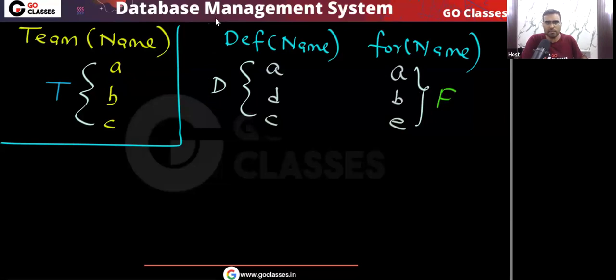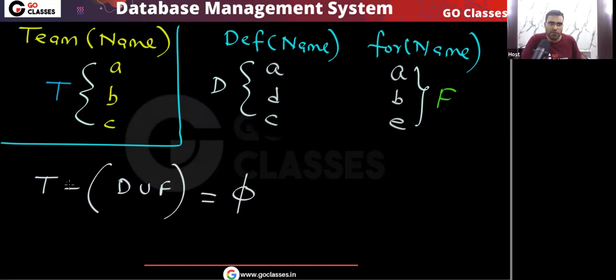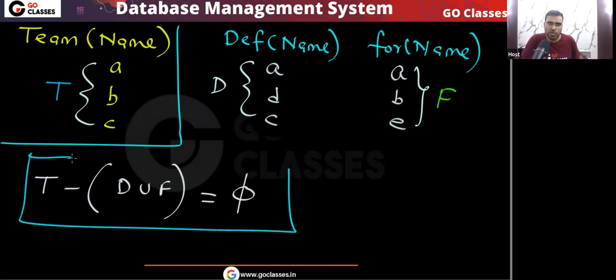Now you tell me. I want that everyone who is here should be here or here. Then what should happen? Very simple. T minus (D union F) should be phi. That should be phi.